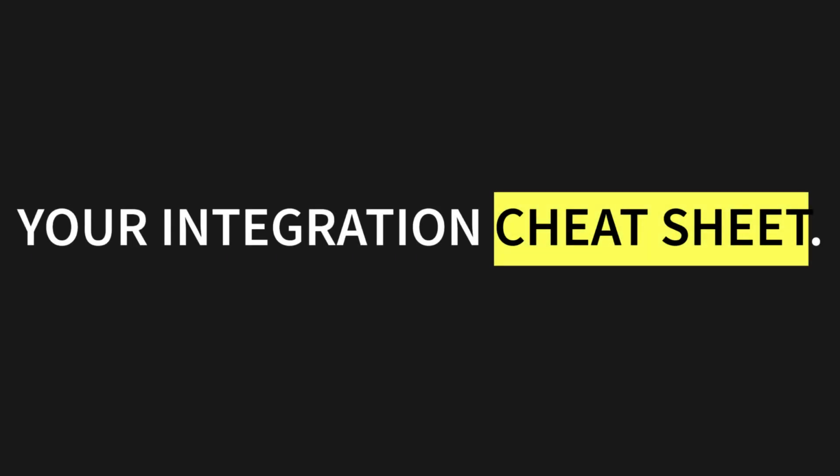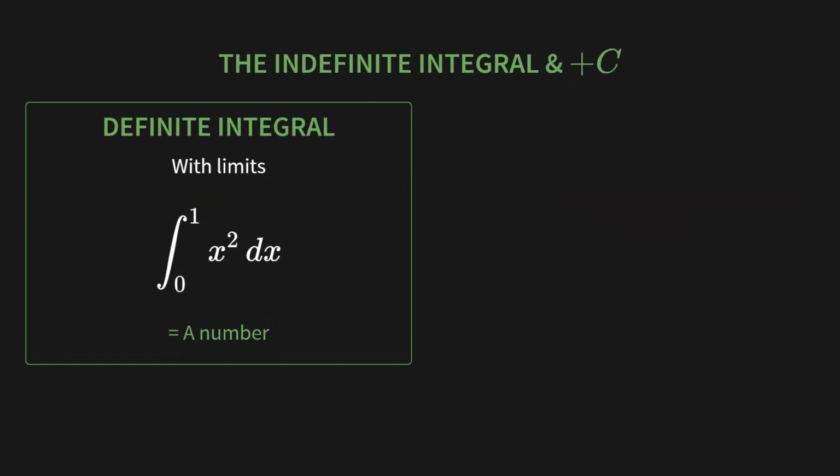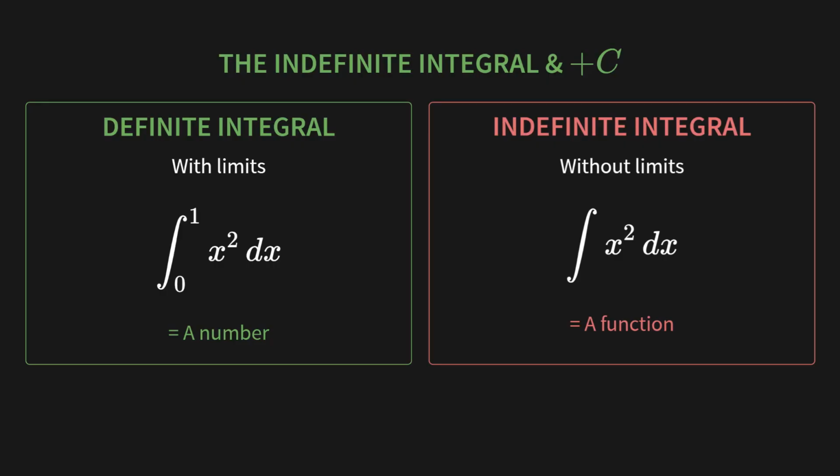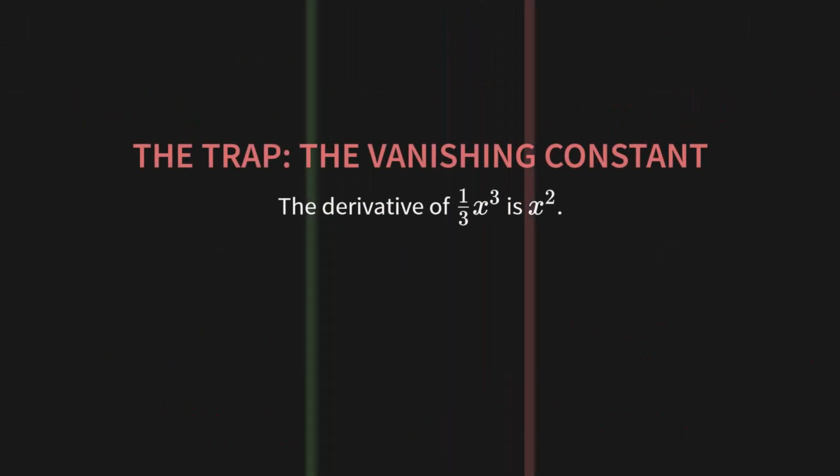Okay, first, let's talk about the indefinite integral and something called plus c. A definite integral, like the integral from 0 to 1 of x squared dx, has limits. Its answer is a number. An indefinite integral, like the integral of x squared dx, has no limits. Its answer is a function. But there's a subtle trap with indefinite integrals. Here's the trap. It's called the vanishing constant.